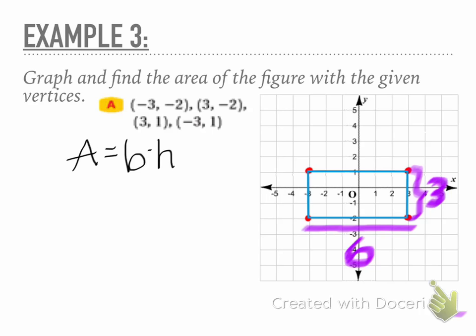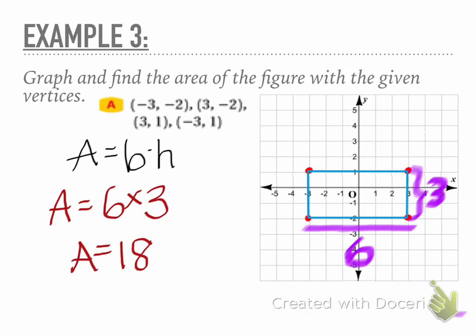So now to find our area, we would just plug these numbers in. If area is equal to base times height, we've got a base of 6, so I'm going to substitute 6 for my base, and then my height is 3, so I'm going to substitute 3. So our area ends up equaling 6 times 3, which is equal to 18, and we don't have a unit, so we're just going to call it units. And because it's area and they're squares, we call it units squared, square units.